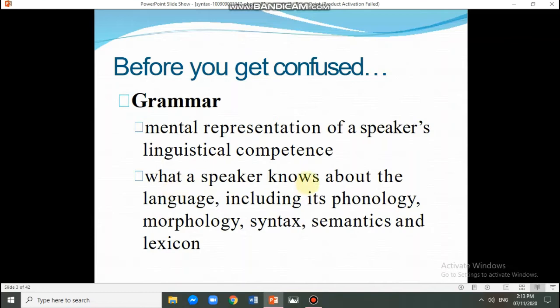And as well, it is what a speaker knows about the language, including its phonology, morphology, syntax, semantics, and lexicon. So if the speaker, again, is good in pronunciation, word formation, and writing a sentence, the person is basically representing or talking about grammar in English and could be labeled as linguistically competent.